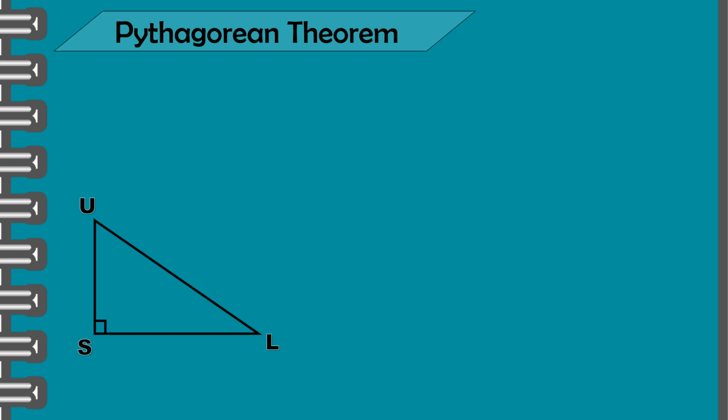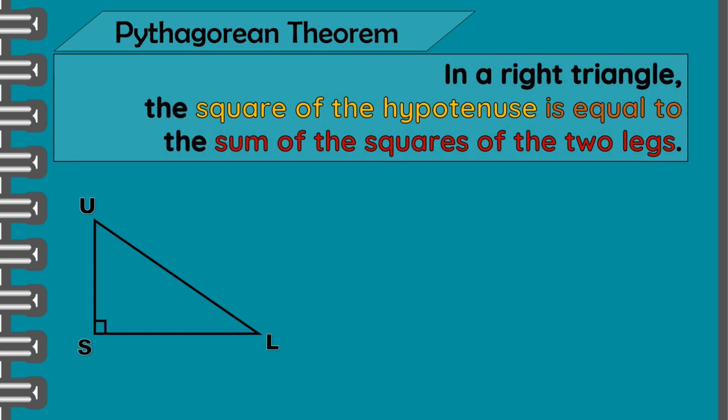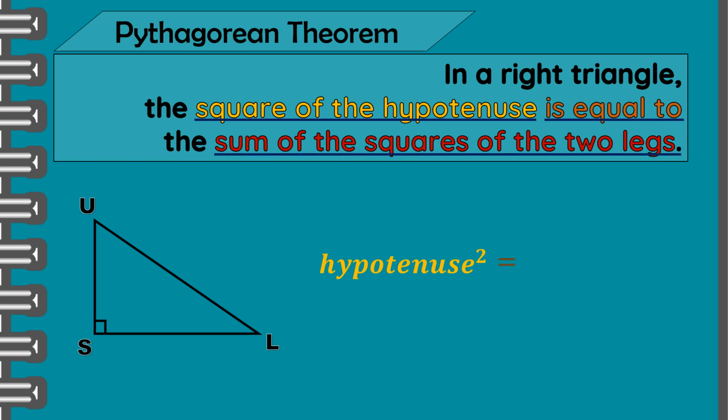The theorem states that in a right triangle, the square of the hypotenuse is equal to the sum of the squares of the two legs. In symbols, we have the square of the hypotenuse is equal to the sum of the squares of the two legs.